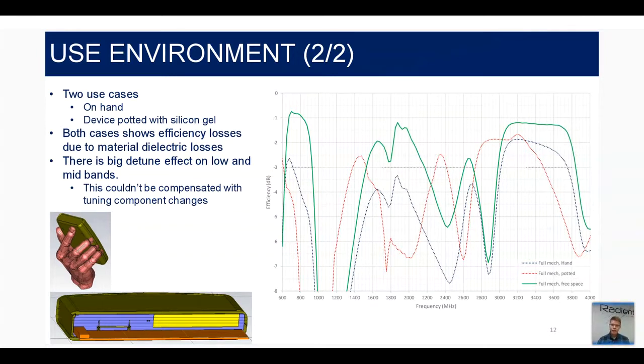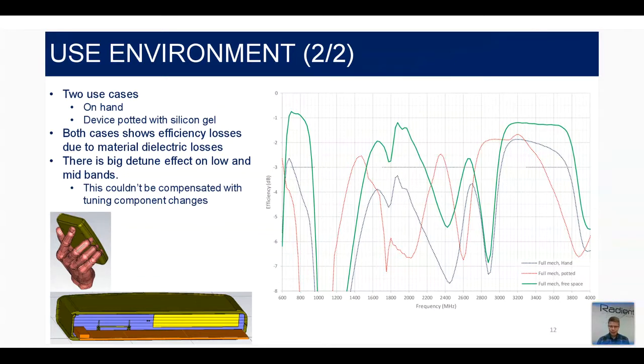And from the results in the hand case, again, we can see the detuning at the low band, not surprised there. And also in the mid band, not that much detuning anymore, but it's again just an efficiency drop, mostly due to the dielectric losses of the hand. And the same goes also for the highest frequencies there.